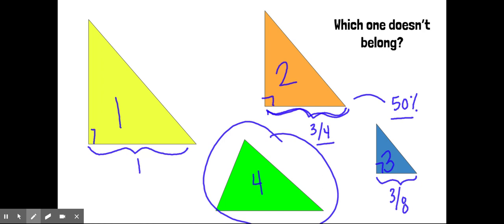And notice that the angles stay the same. So this angle over here corresponds with this angle and this angle. And if we got our protractors out, we would also notice that these angles are the same.